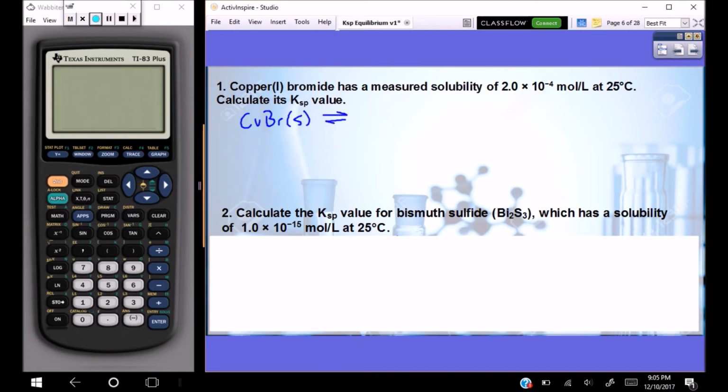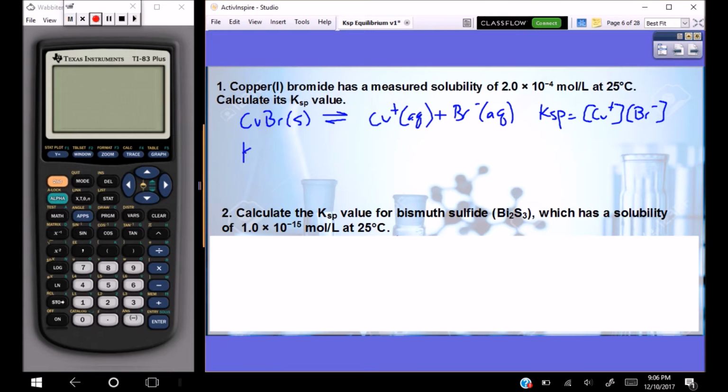And we know that's going to split up into Cu+ aqueous and Br- aqueous. Okay? So that means that our KSP is going to be Cu+ concentration times Br- concentration. Well, the nice thing about this is that we have that molar solubility concentration already, and we can plug that straight in. So, here we go.